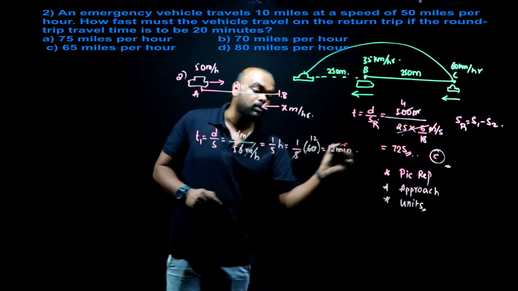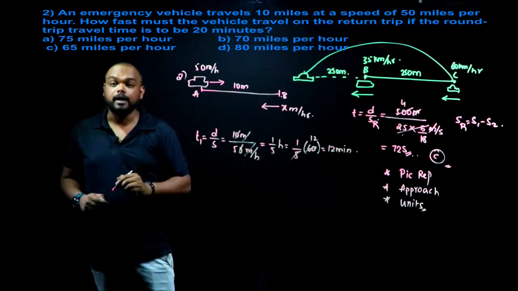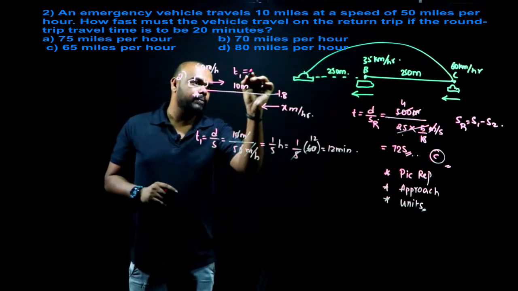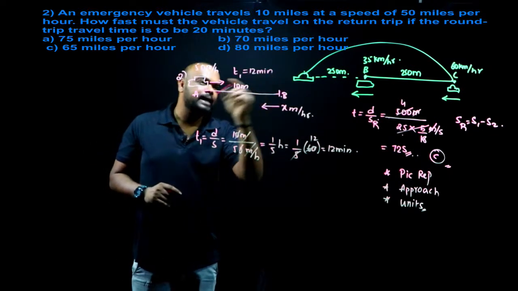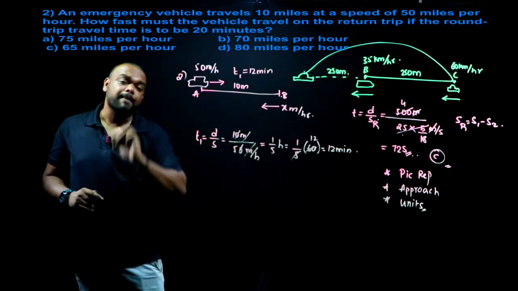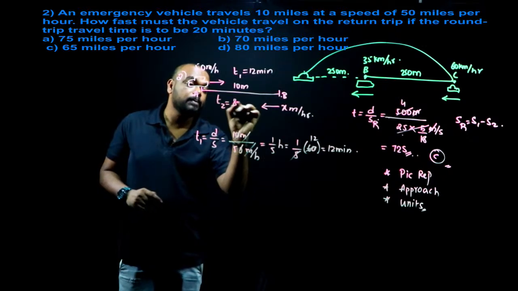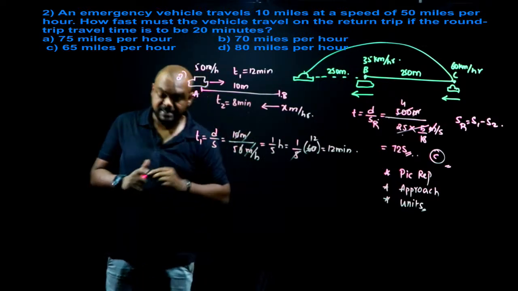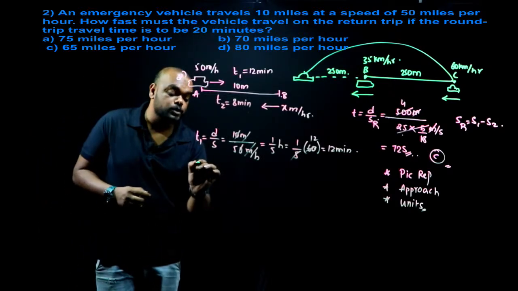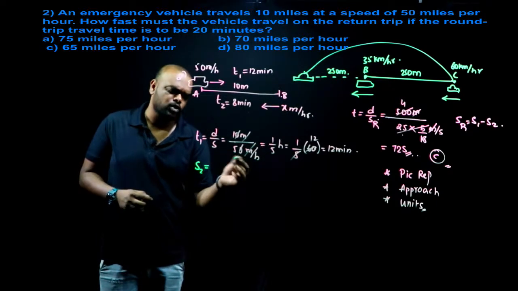12 minutes it took. But what is the question? Altogether going and coming back, it should be 20 minutes, not more than that. In T1, the vehicle took 12 minutes A to B. While coming back, totally it should happen in 20 minutes, so T2 must be how much? 8 minutes. It should come back in 8 minutes. Now if it has to come back in 8 minutes, what must be the speed? We need the second speed, S2.